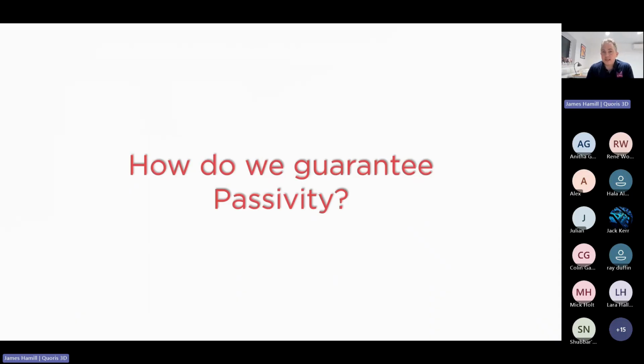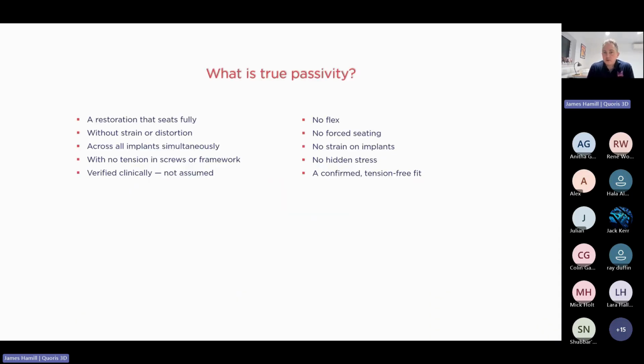So how do we guarantee passivity? So what is it? Essentially, passivity is where a restoration seats fully down, either inside the implants, which is difficult, or onto the top of multi-unit abutments with no flex whatsoever.